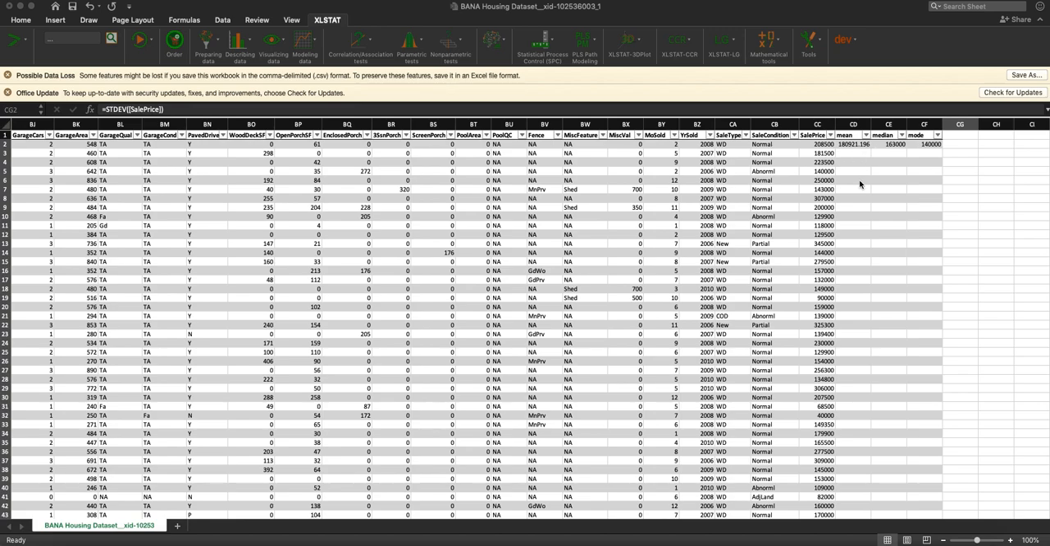We looked initially at the measures of central tendency, our mean, median, and mode. Now let's look at measures of dispersion. The primary one for measures of dispersion is going to be standard deviation.